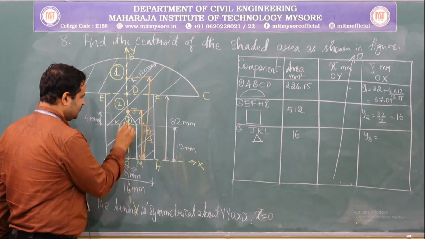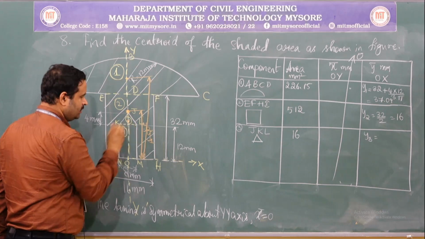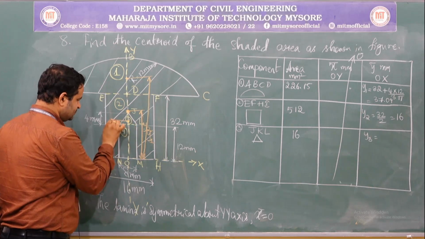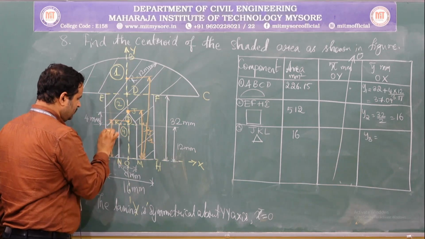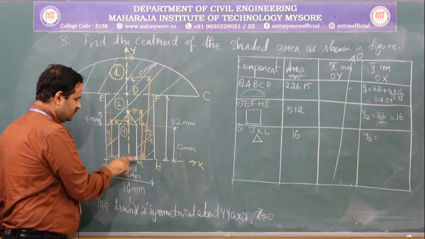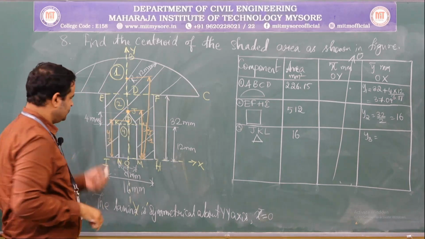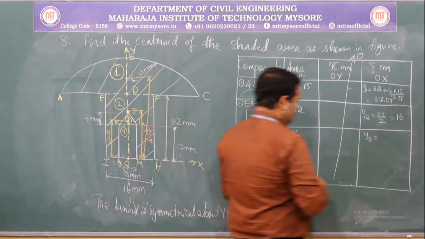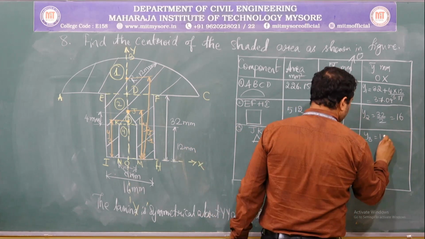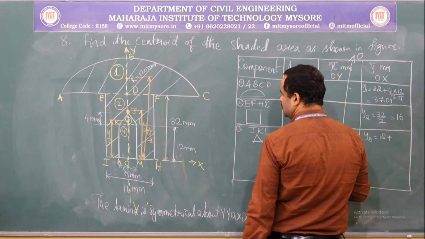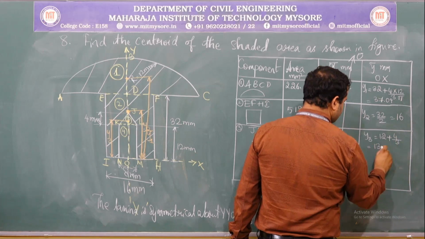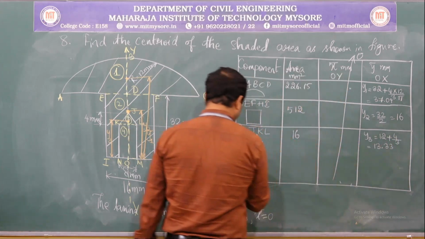From the previous step, we know the centroid of this triangle lies somewhere here, but it has to be measured with respect to the reference axis. So, this distance will be equal to y3. We had tried to locate only this, but measure it from this end. So, that will be y3, that is 12 mm plus h by 3, that is 4 by 3, that is equal to 13.33 mm.